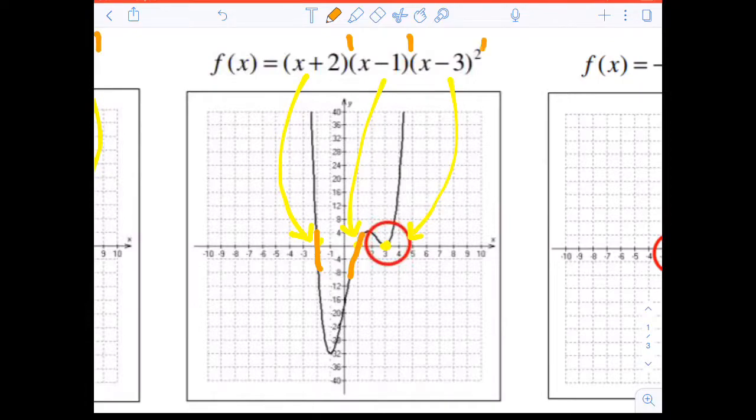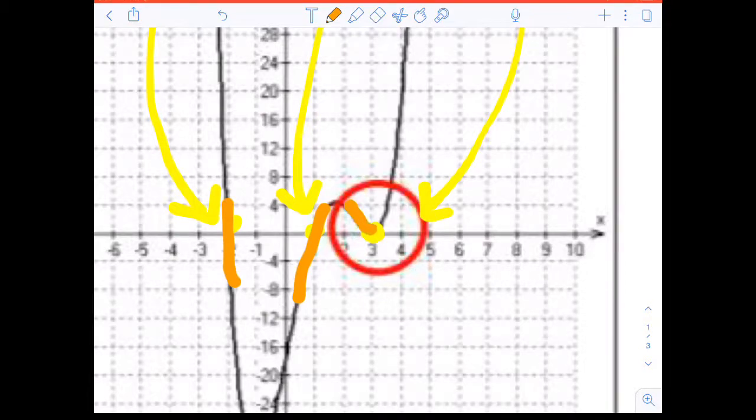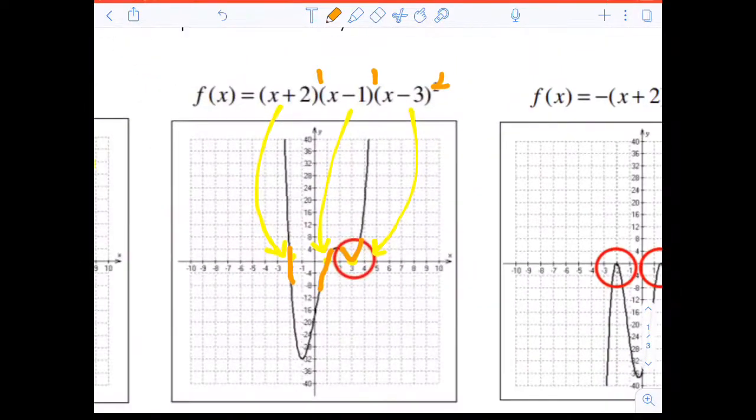X minus 3 has an order of 2, so it should act like a quadratic, and you can see that it does act like a quadratic at that x-intercept. So look at a couple more examples here.